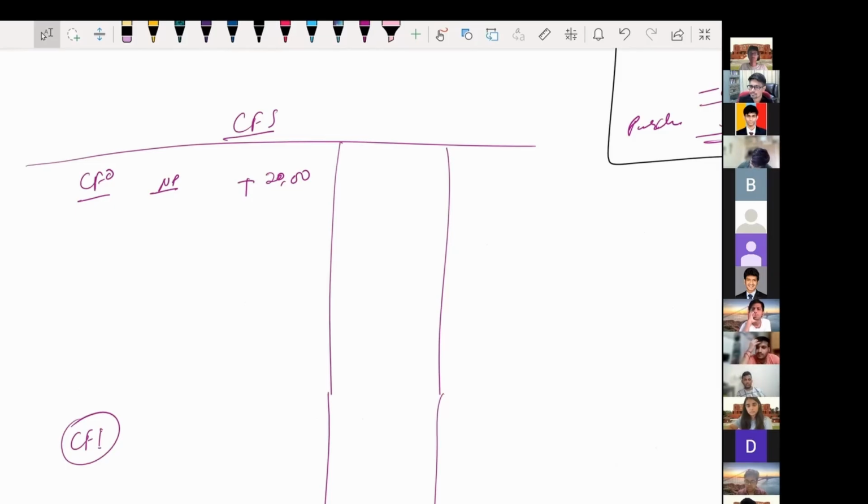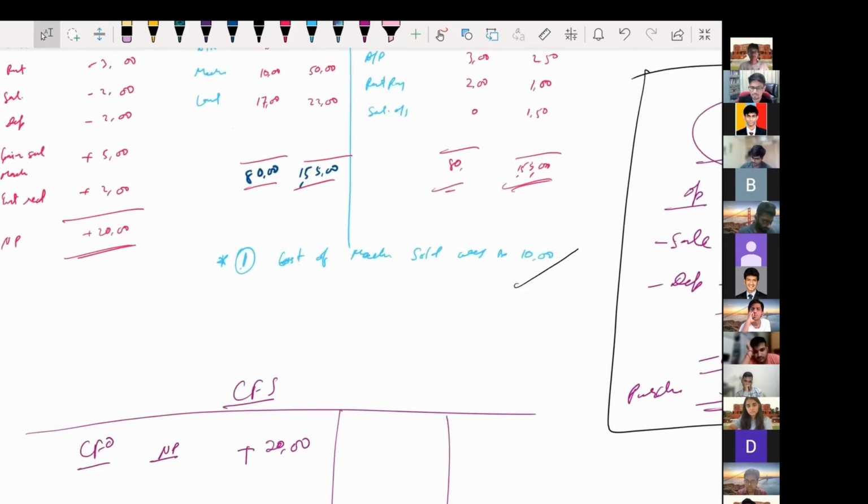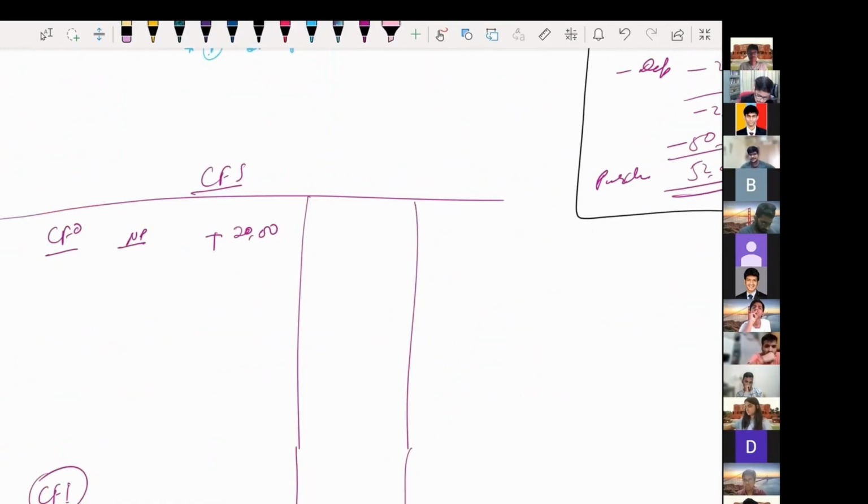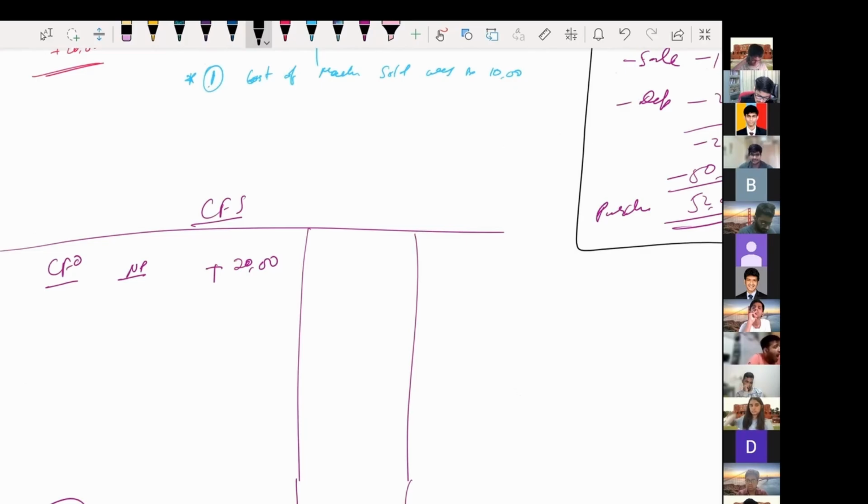Investing activity में जाएगा. So if there are any piece of which additional information is given, always prepare this reconciliation so that you can find a missing number. What missing number did we find in this case? We found a purchase of 52 lakh. So let us do a purchase of 52 lakh. So we are saying purchase of machinery negative 52 and sale of machinery positive 15.